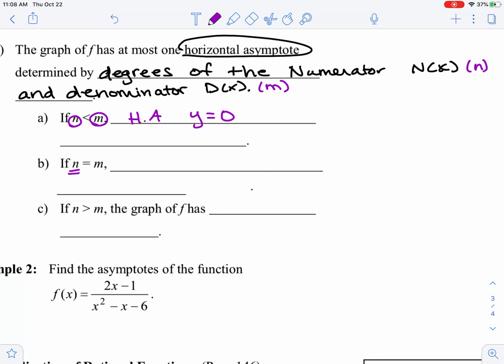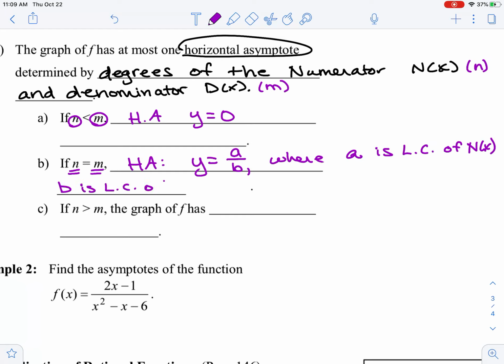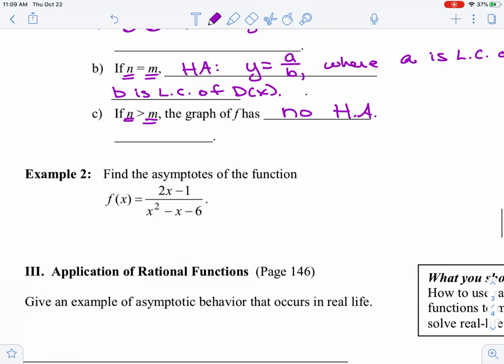If the degree of the numerator is equal to the degree of the denominator, then the horizontal asymptote is at y equals a over b, where a is the leading coefficient of the numerator function and b is the leading coefficient of the function on the bottom. And if the numerator degree is bigger than the denominator degree, then the graph has no horizontal asymptote.